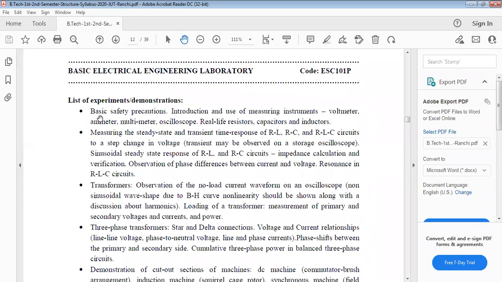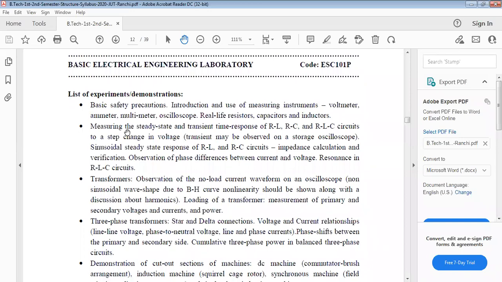The first lab in our Basic Electrical Engineering Laboratory is basic safety precaution and introduction and use of measuring instruments: voltmeter, ammeter, multimeter. There are various types of instruments. This lab talks about the basic safety precautions you have to maintain when you perform any experiment in the electrical engineering laboratory, and a basic introduction to the various meters that measure various parameters in the experiment.